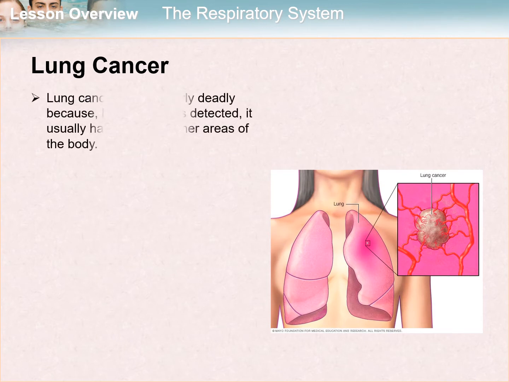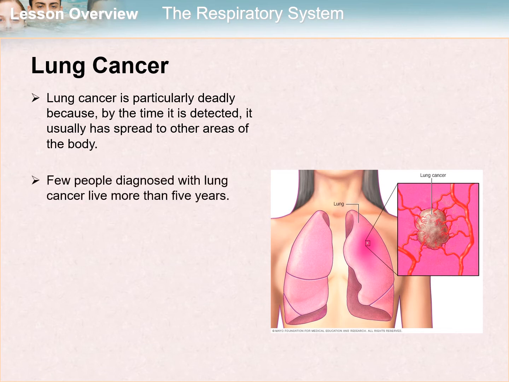Lung cancer is particularly deadly because by the time it is detected, it usually has spread to other areas of the body. Few people diagnosed with lung cancer live more than 5 years. About 87% of lung cancer deaths are due to smoking.